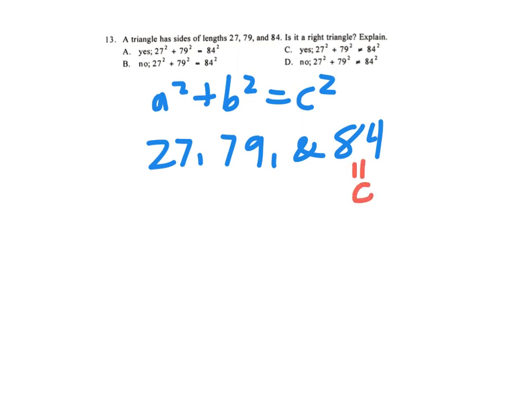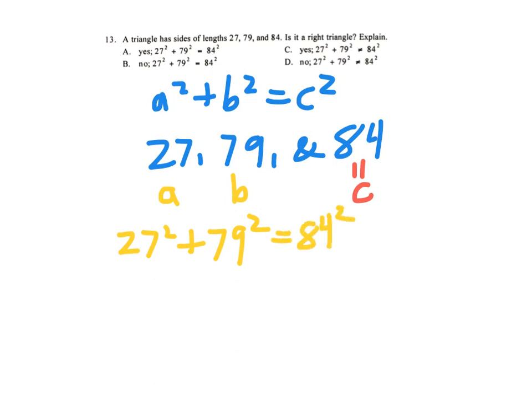So this is going to be C. The other two are A and B. Again, you could flip-flop them if you want. A and B do not matter, but C needs to be your biggest number. We're going to plug it in. So I have 27 squared plus 79 squared equals 84 squared.